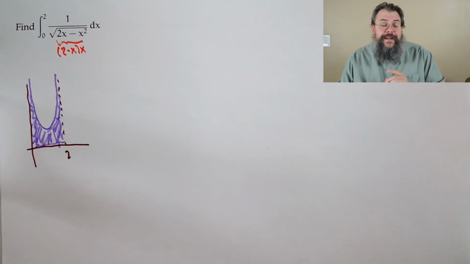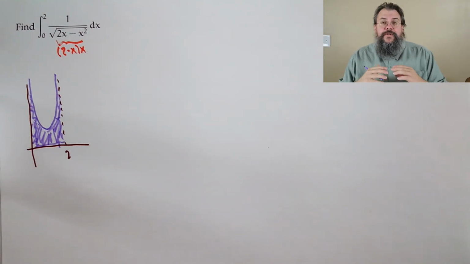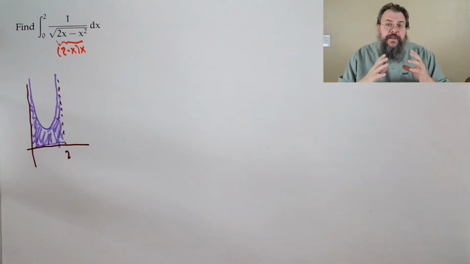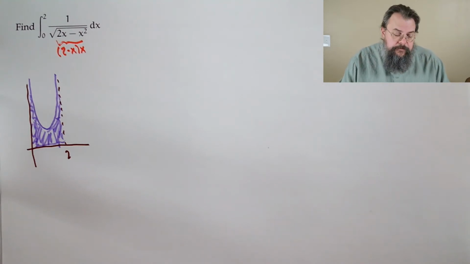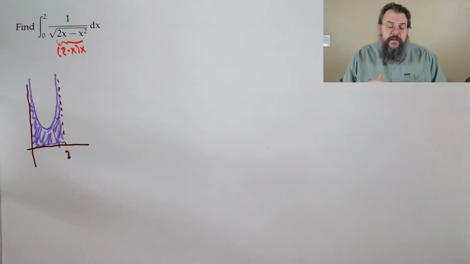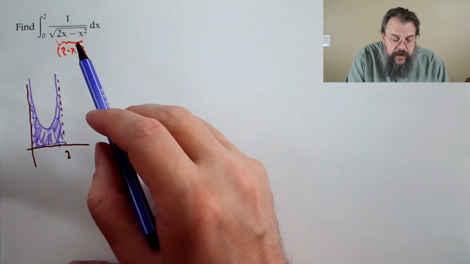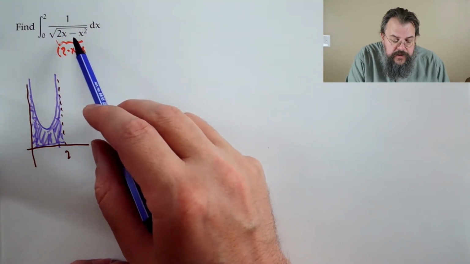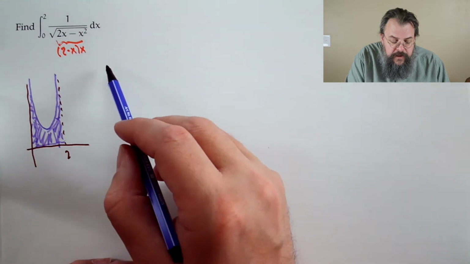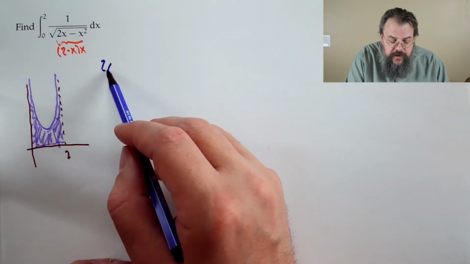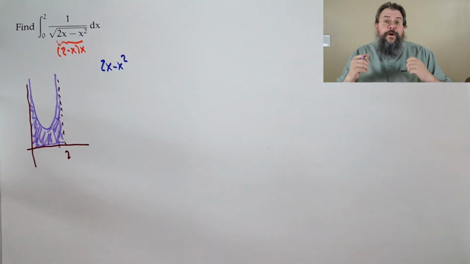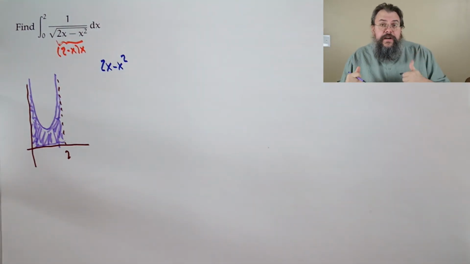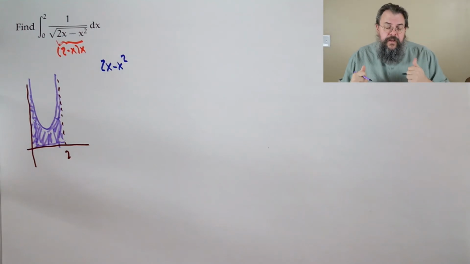But we can't do it yet, because remember, trig substitution says what? We need to have something squared plus or minus something squared, an expression that goes inside. So we have to rewrite it in a particular way. I like to approach this by starting with this expression. I'm just going to focus on the inside. It's currently 2x minus x squared. We want to write it as either a sum of two squares or a difference of two squares.